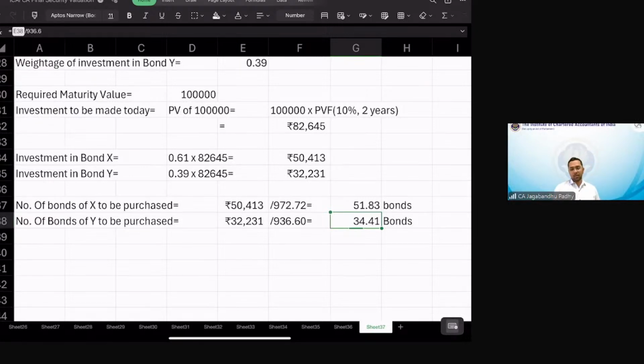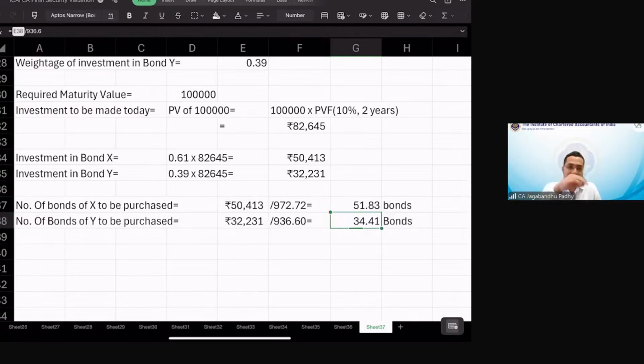Okay. So when we invest in these many bonds, we will be actually creating a bond portfolio which will have a modified duration, or which will have a duration equal to our tenure, which is 2 years. And that will help us manage the bond value, which will surely ensure a maturity value of 1 lakh rupees.